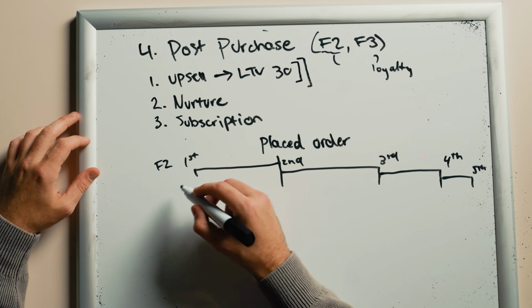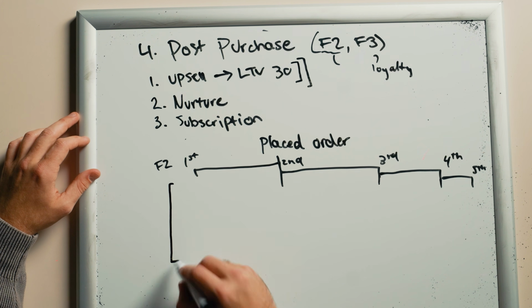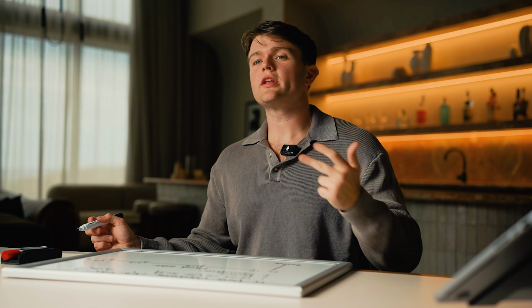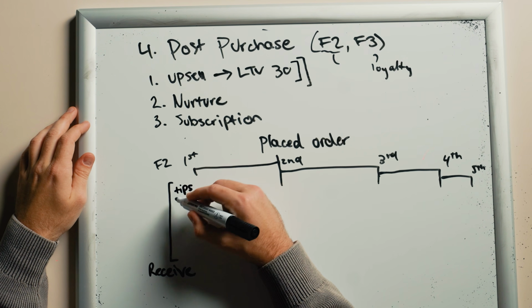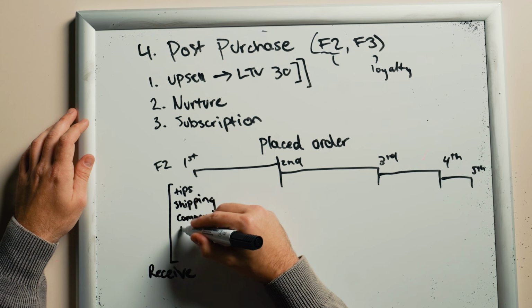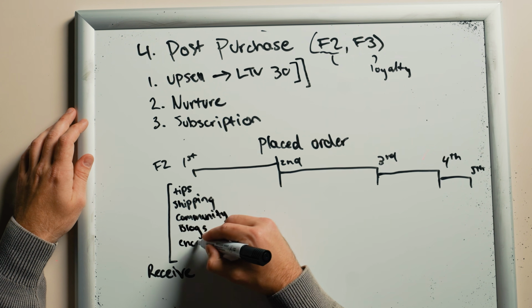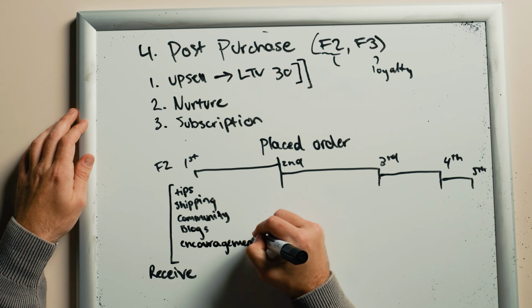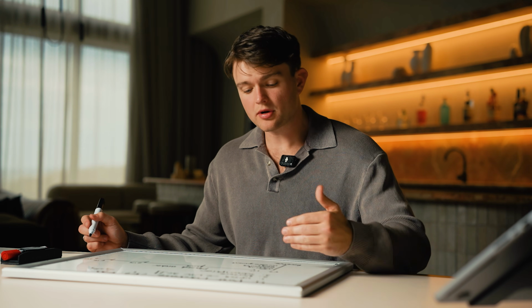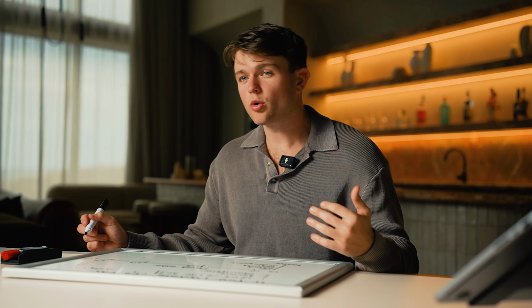Whenever a customer places an order, this first window between placing the order and when they receive the product is pretty much your window to indoctrinate them into your brand. This is your window to remove buyer's remorse, get them excited, arm them with all the information they possibly need to have the best possible experience with your product. So we want to communicate tips, shipping info, anything community related, blogs, encouragement, anything we need to be doing to make sure the customer has the best possible experience with their product once it arrives. This is the window where we're communicating with them. This is their onboarding with our brand.